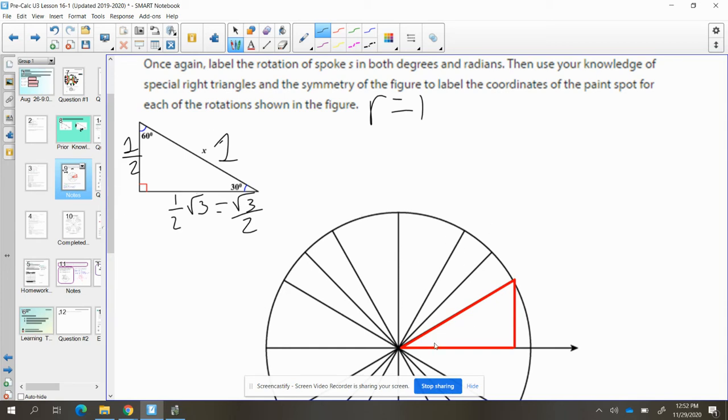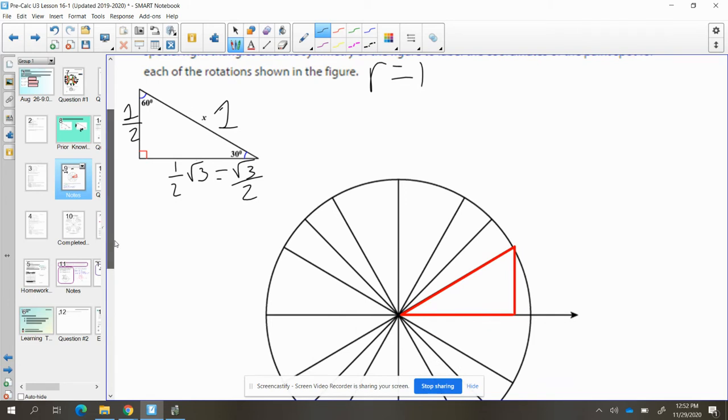So if we put that onto this red triangle, that's what we would see. This would be 1, this would be the square root of 3 over 2, and 1/2, right? Because this was a 30-degree angle. So that means this coordinate here is at x comma y, square root of 3 over 2, comma 1/2.